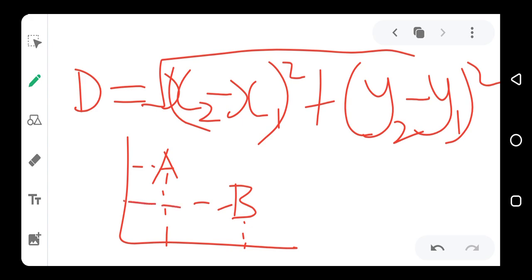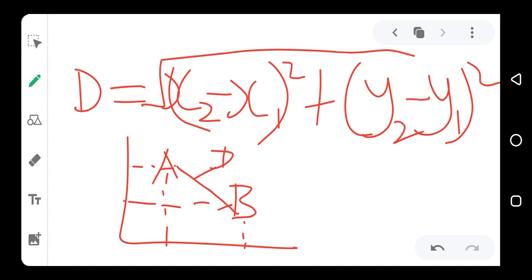Now to find the distance between A and B, that is going to be D, the distance D. Now the distance D is given as the square root of x2 minus x1 squared plus y2 minus y1 squared.